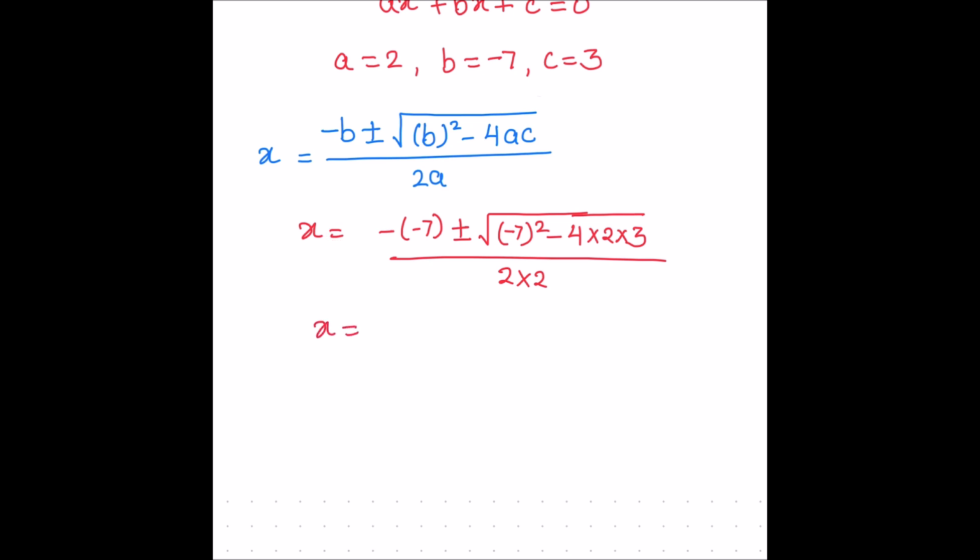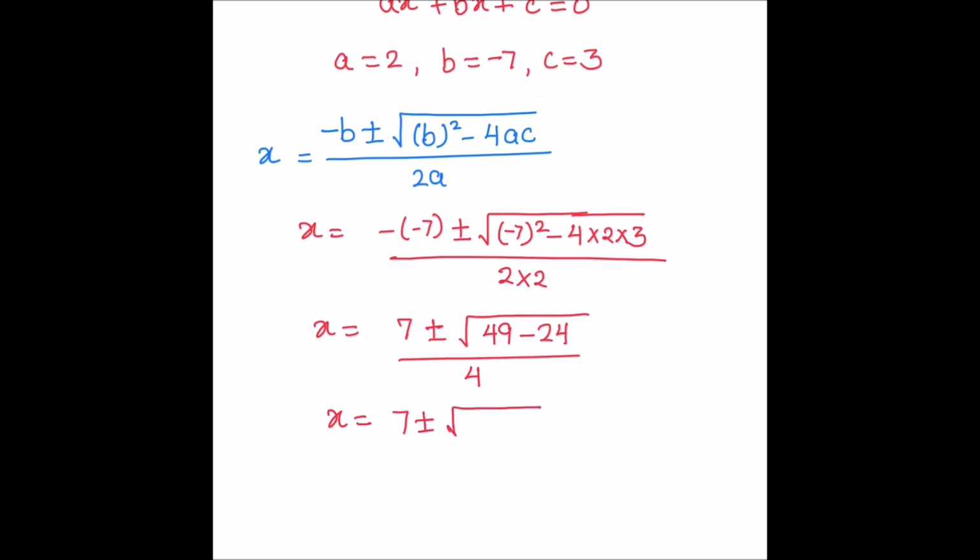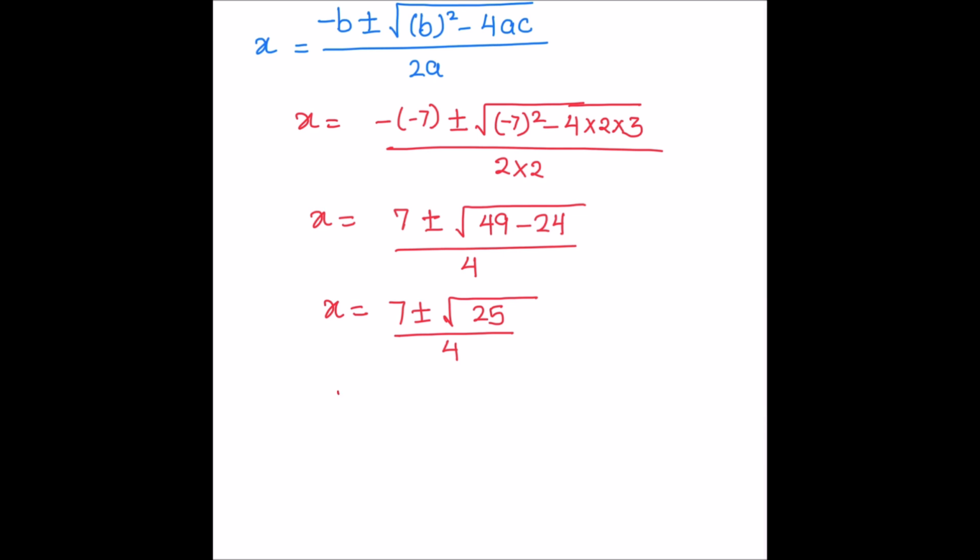So now we have negative times negative is positive. So this is 7 plus minus square root of (-7)² is 49 minus 4 times 2 is 8, 8 times 3 is 24, divided by 4. Or x equals 7 plus minus square root of 49 minus 24 is 25, divided by 4, and square root of 25 is 5, so this will be 7 plus minus 5 divided by 4.